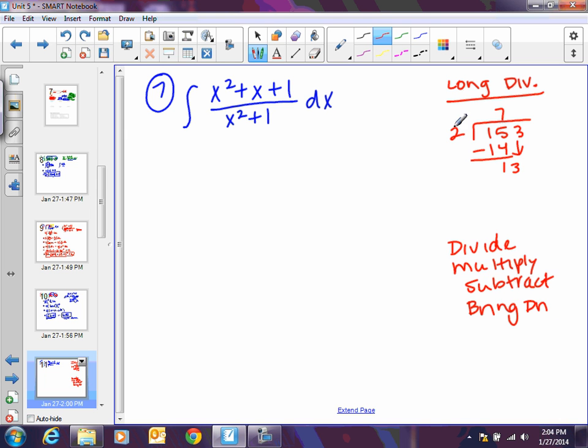Okay, and so you go 2 goes into 13, that's the divide. 6. 6 times 2, multiply, is 12. Then you subtract the 12. There's nothing left to bring down. That's how you know you're done. And what do we call this one? Remainder. We call it a remainder.